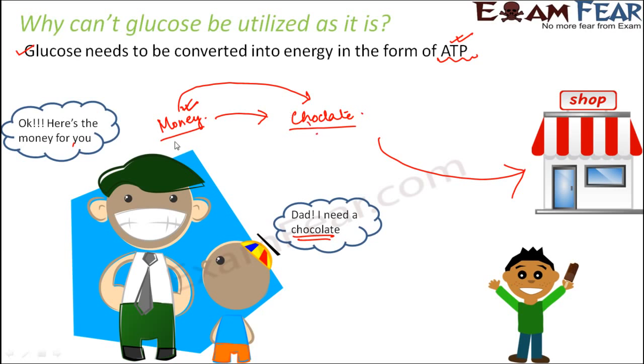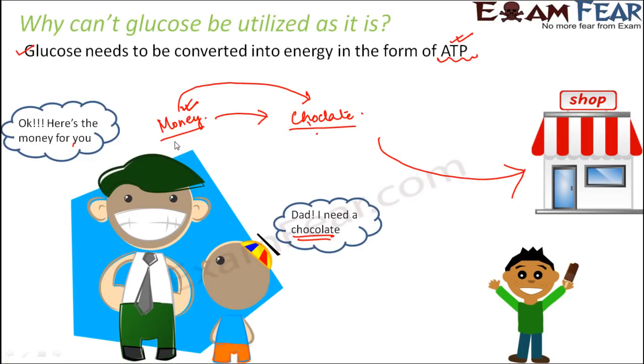So that is why glucose cannot be directly utilized. Instead, it needs to be converted into energy in the form of ATP. And these ATP molecules will be stored inside the plant. As and when the plant needs energy, it will utilize the ATP molecules. Let us suppose some 100 molecules of ATP are present inside the plant. Now the plant wants to use some energy for reproduction. So it wants some 60 molecules of ATP. So it will utilize 60 molecules of ATP. So as and when required, it will keep on utilizing the ATP molecules.